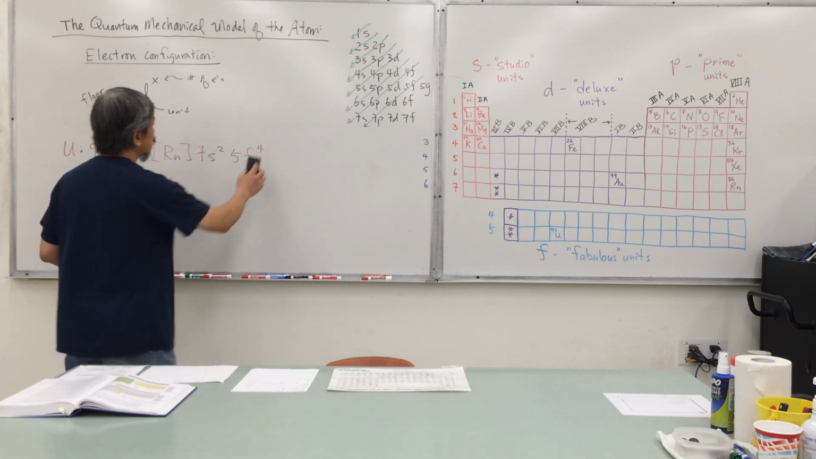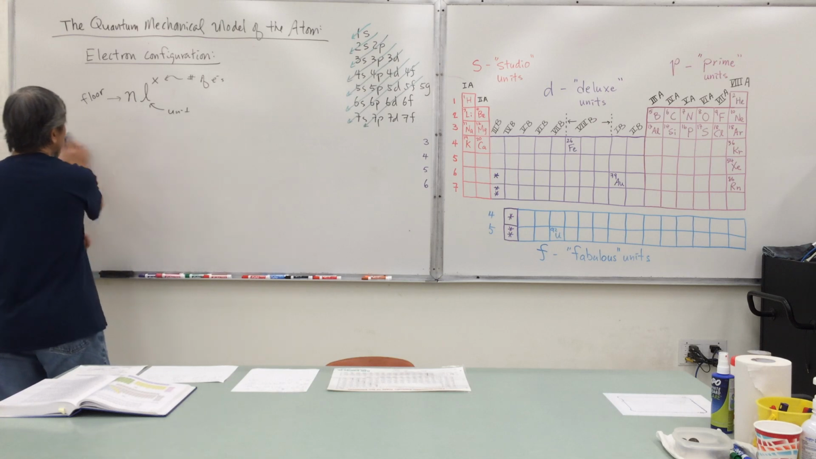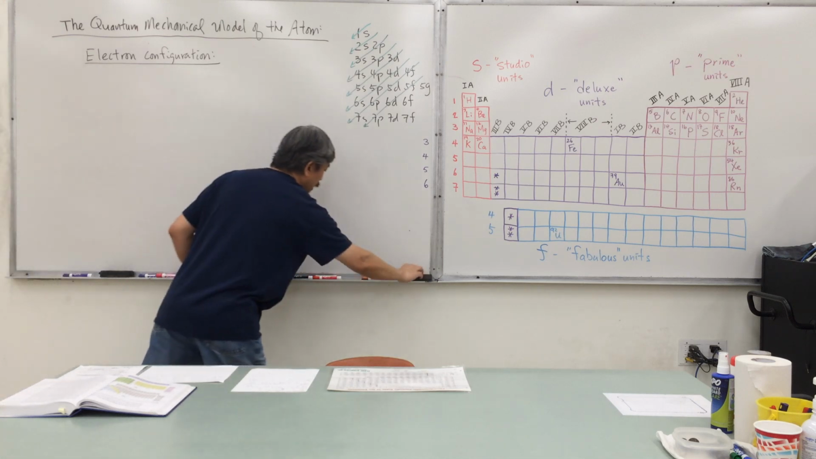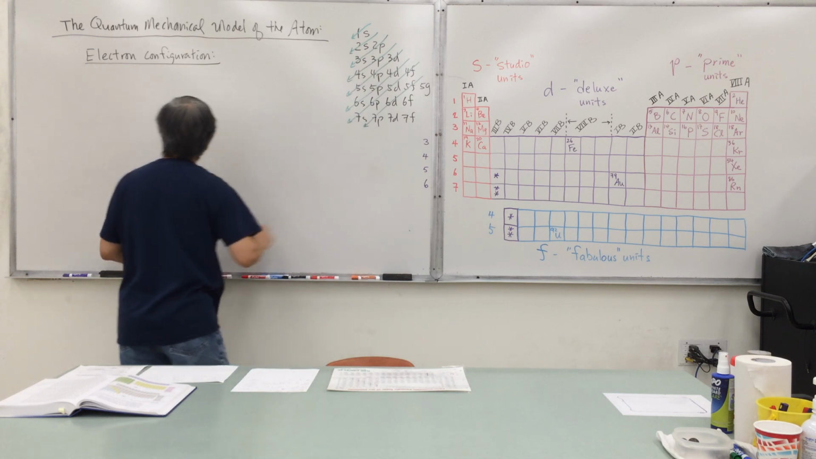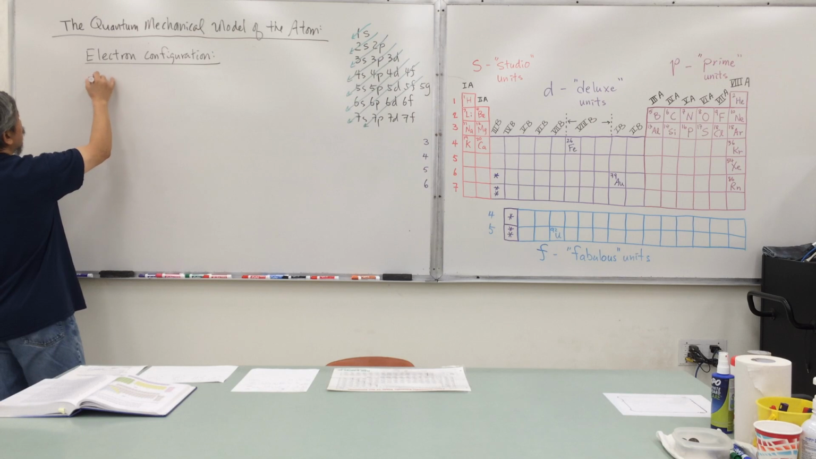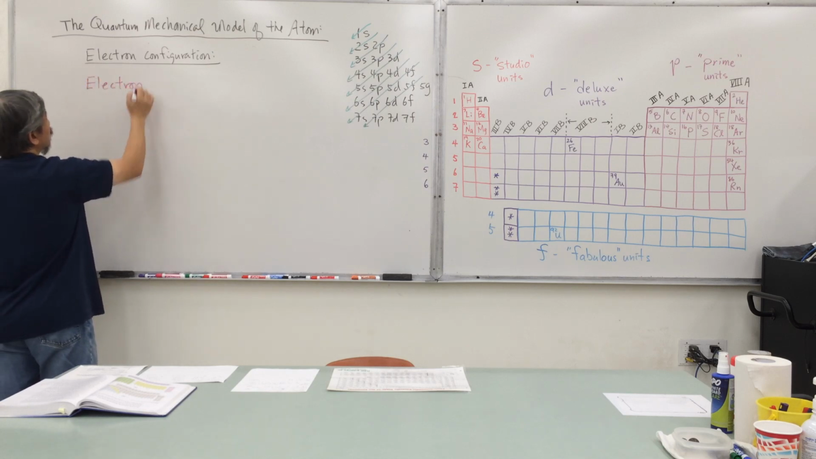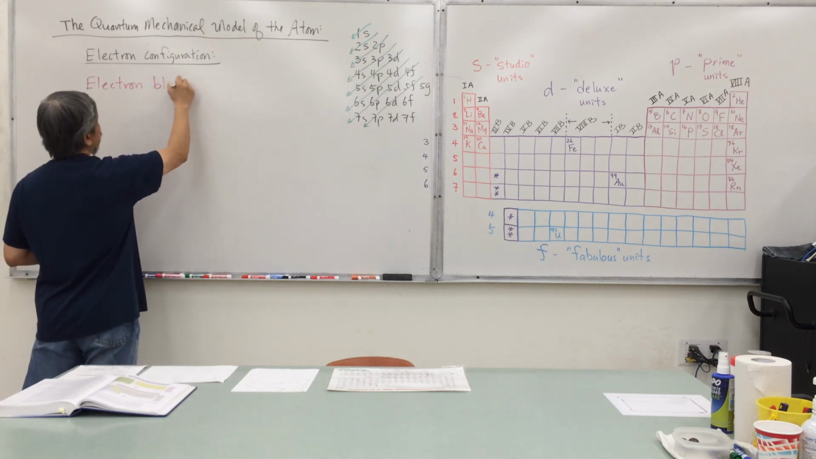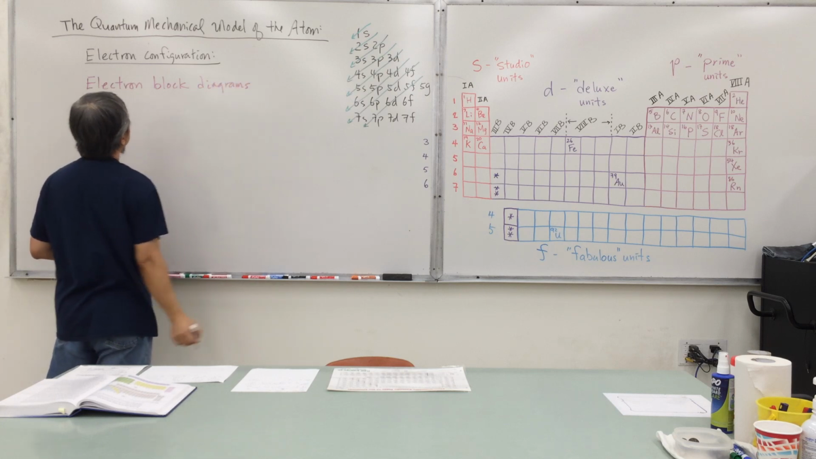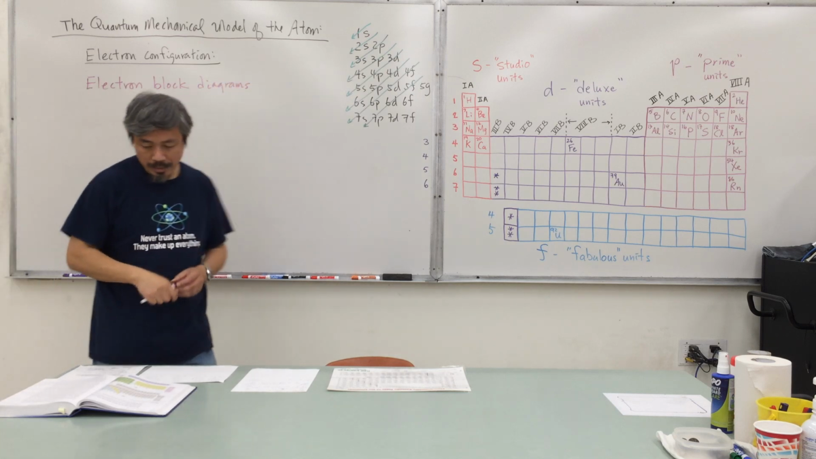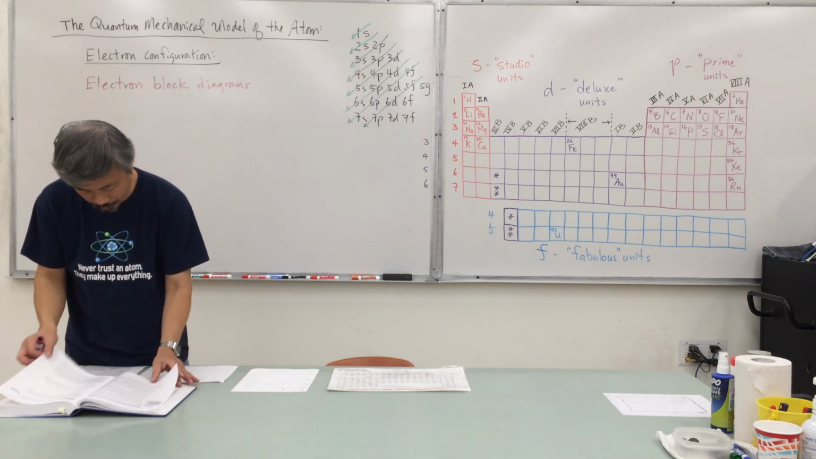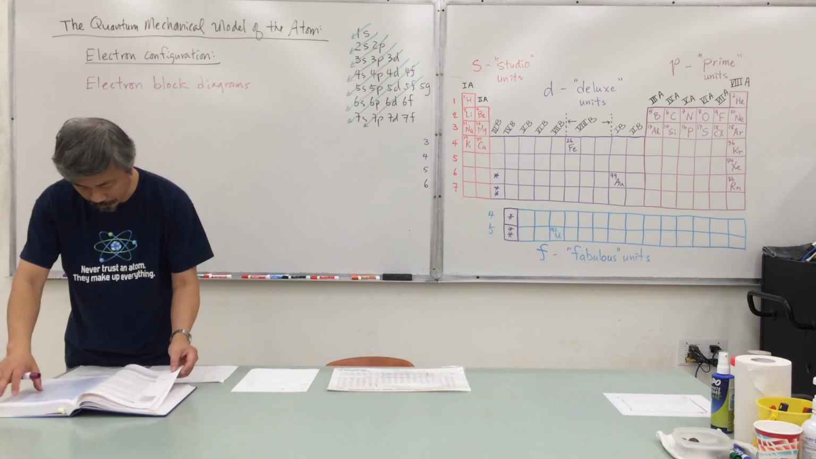And so as it turns out, there's going to be another tool that we can use. Instead of using just the electron configuration, if we need more detail, we can go to one more, which is what we call electron block diagrams. In the textbook, if I recall, they call it block diagrams.